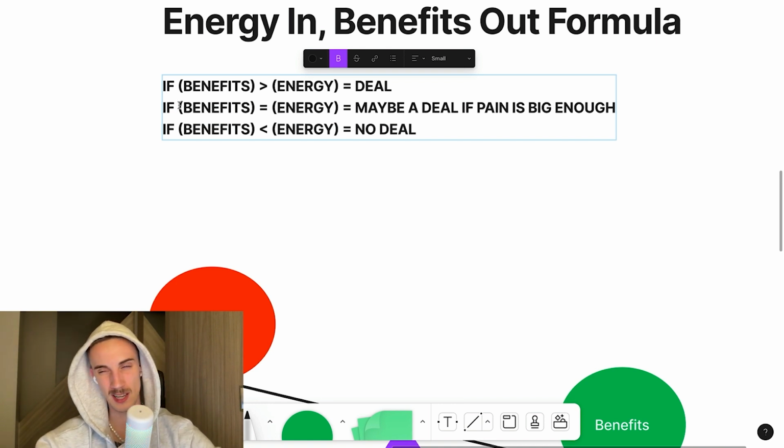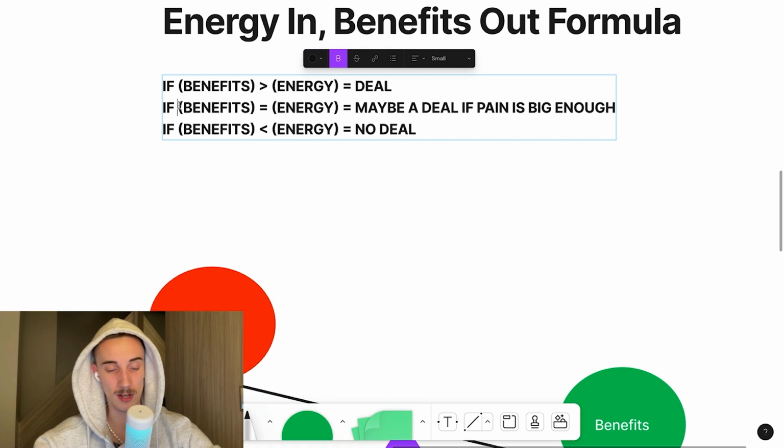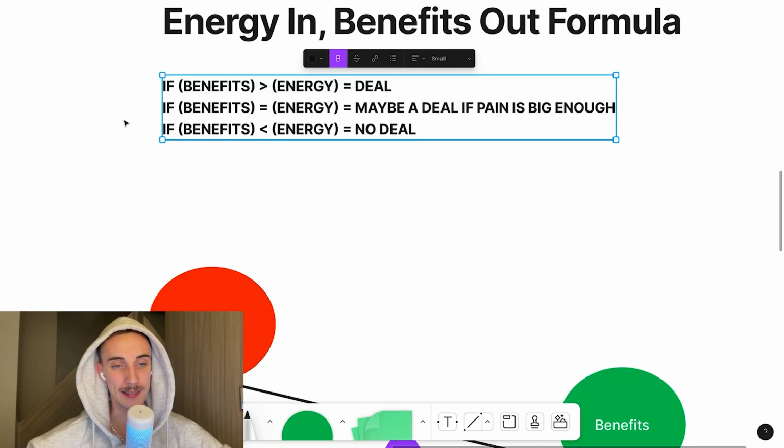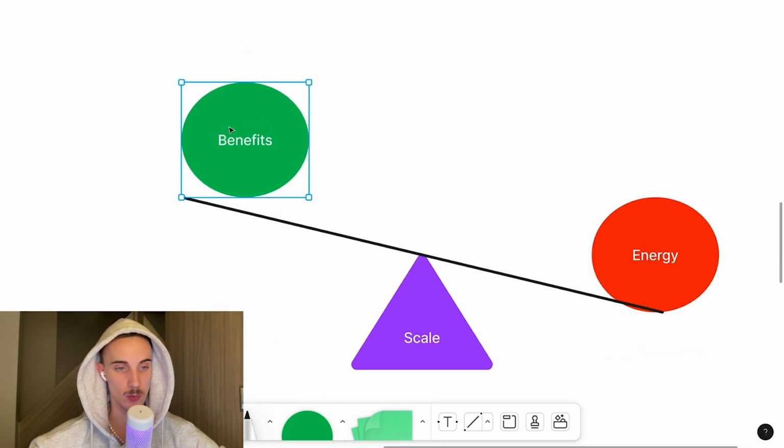They don't really see the point. Okay, I need to spend like 5k and I maybe make 10k, and after I pay my employees the profit margin isn't that huge, and I also need to do some work. It doesn't really make sense. The benefits are equally as heavy as the energy. And then the last situation, of course, is we take the energy and the energy outweighs the benefits.